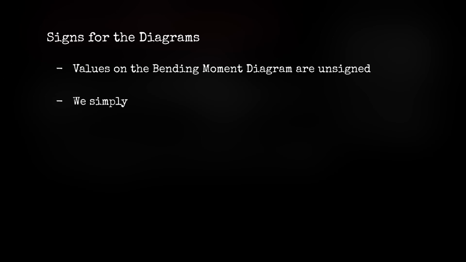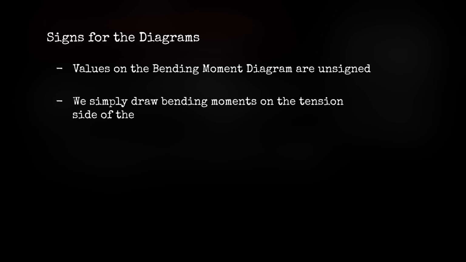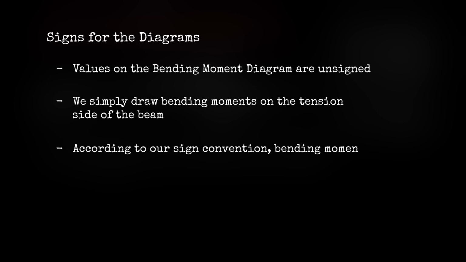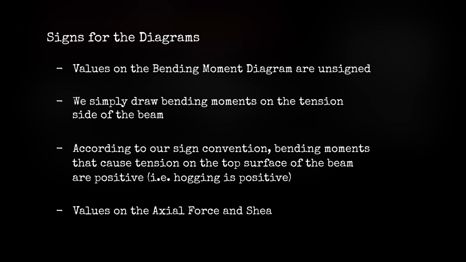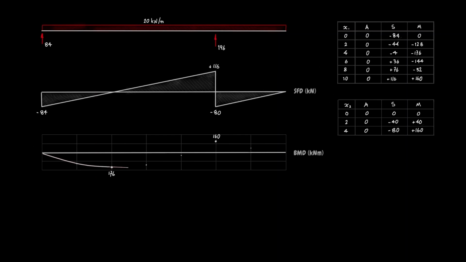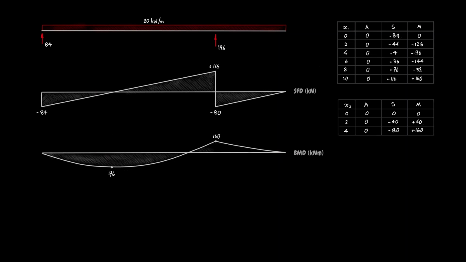We simply draw bending moments on the tension side of the beam, and, according to our sign convention, bending moments that cause tension on the top surface of the beam are positive. In contrast, the values shown on the axial force and shear force diagrams should always be signed. Next, connect the dots with curves that approximate to parabolas, and finally pretty up the bending moment diagram.